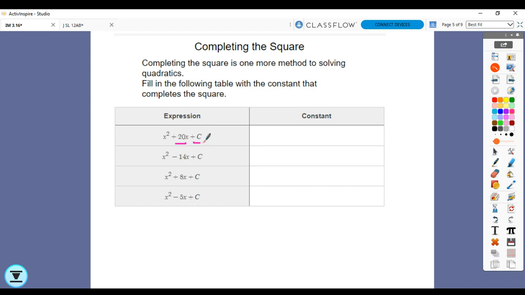See, the C represents one specific number that makes this quadratic able to be rewritten as a quantity squared. What does C have to equal to complete the square? C equals 100. You take half of this number, square it, and that's this number. Okay, so try that for the rest of these and then go ahead and submit.